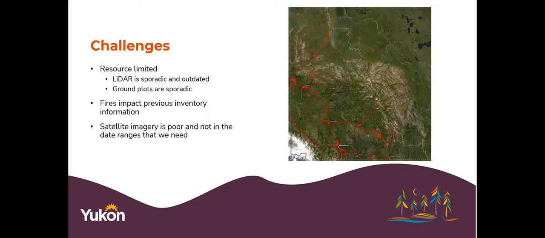LiDAR is sporadic and outdated. The red on the map on the right-hand side is the extent of our LiDAR across the whole territory, basically following highways and communities. And our ground plots are also very sporadic. The fires impact our previous inventory information, which is fairly sporadic as well. We have it, but it's older. And then satellite imagery is poor and not in the date ranges we often need when we're trying to salvage fires, which are pretty recent.